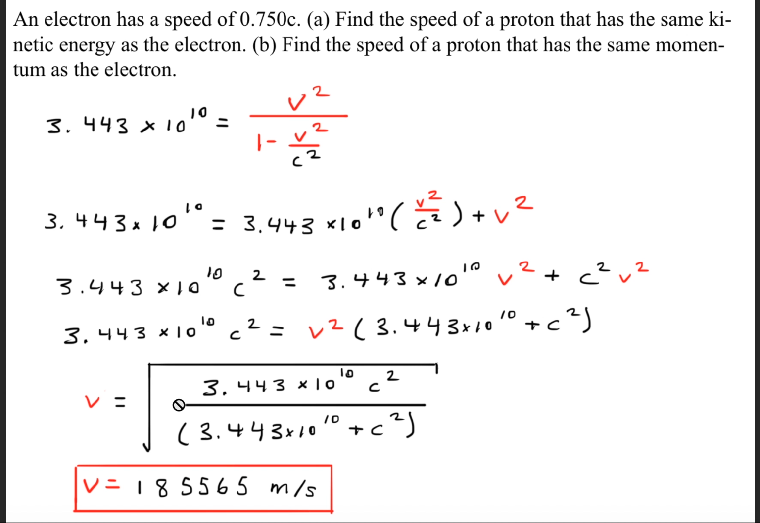And when you punch that all out in your calculator, you get a velocity, or the speed of the proton, to be 185,565 meters per second. Hopefully that helps.